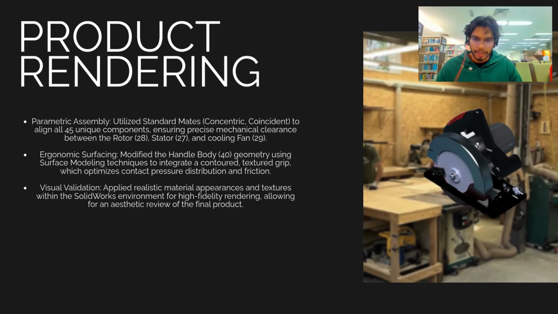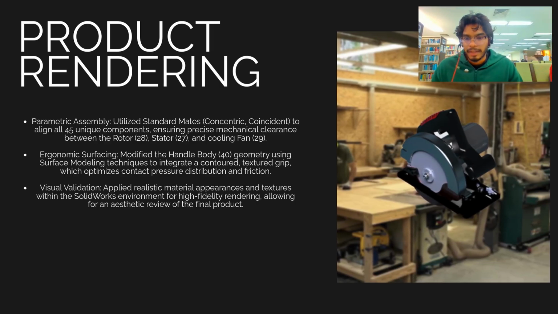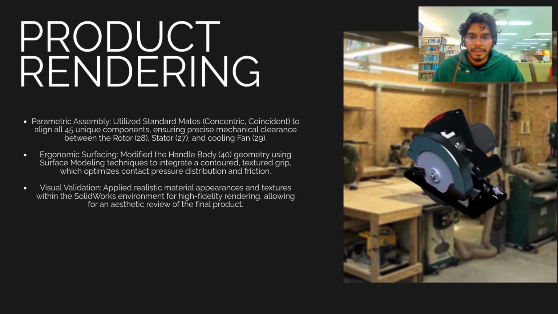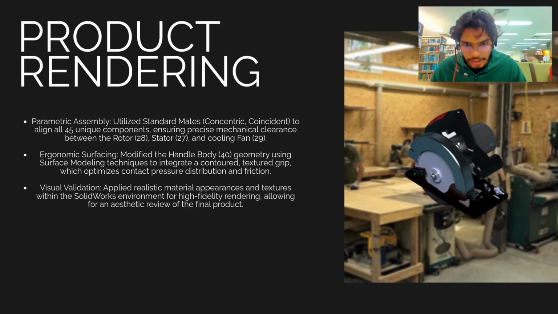Okay, let's look into product rendering, which includes parametric assembly, ergonomic surfacing, and visual validation. In parametric assembly, we utilized standard mates such as concentric, coincident, and tangent to align all 45 components. Ergonomic surfacing: we also modified the handle body geometry using surface modeling techniques. Visual validation: we applied realistic metal appearance and texture in SolidWorks for high fidelity rendering.